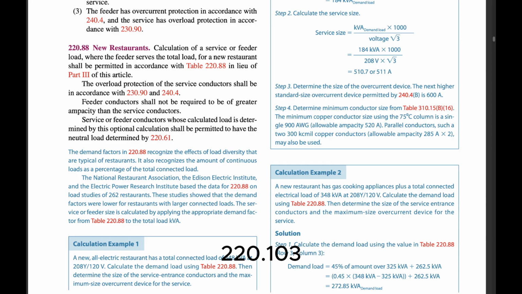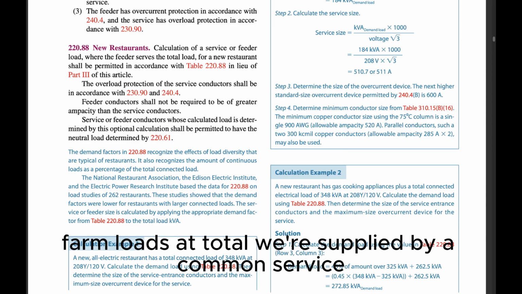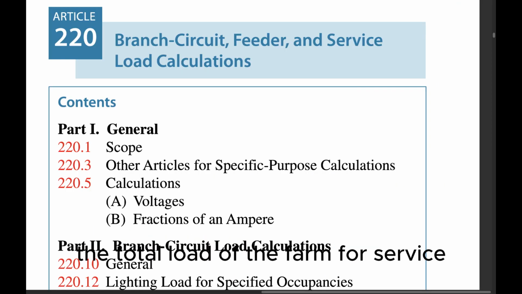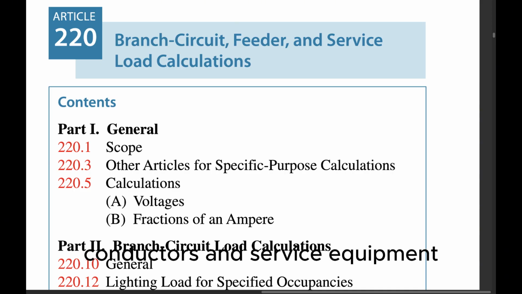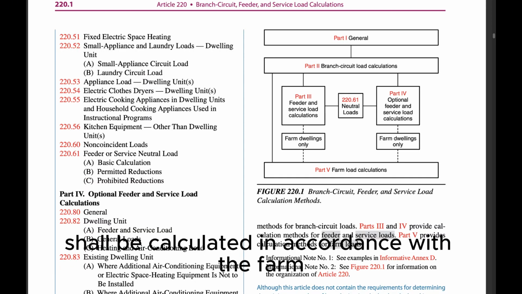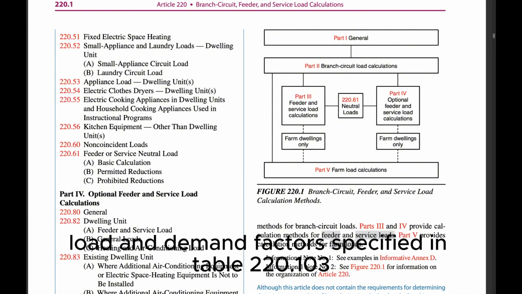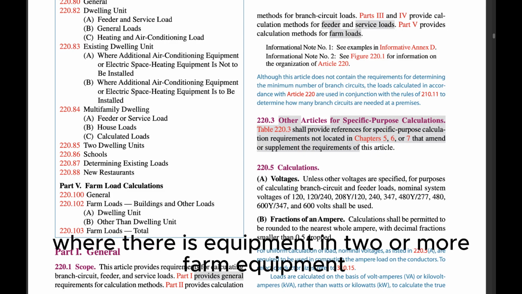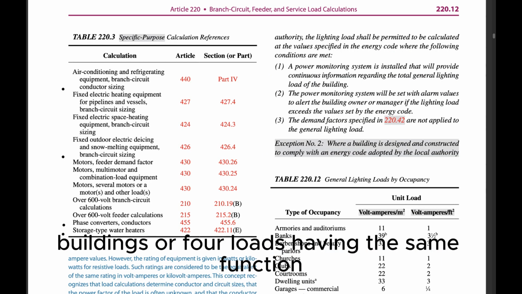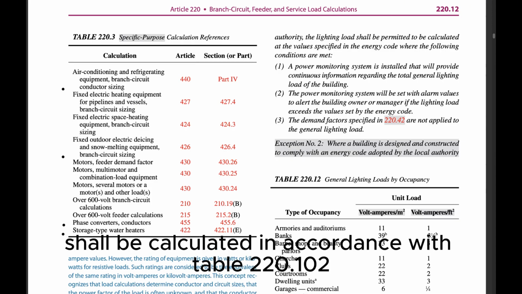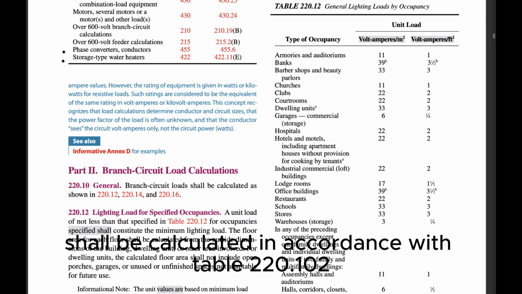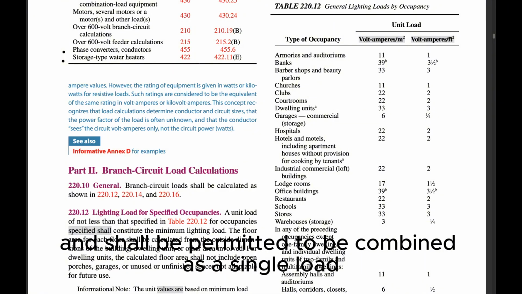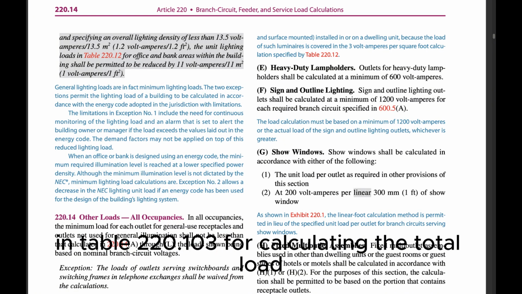220.103 Farm loads, total. Where supplied by a common service, the total load of the farm for service conductors and service equipment shall be calculated in accordance with the farm dwelling unit load and demand factors specified in Table 220.103. Where there is equipment in two or more farm equipment buildings or for loads having the same function, such loads shall be calculated in accordance with Table 220.102 and shall be permitted to be combined as a single load in Table 220.103 for calculating the total load.